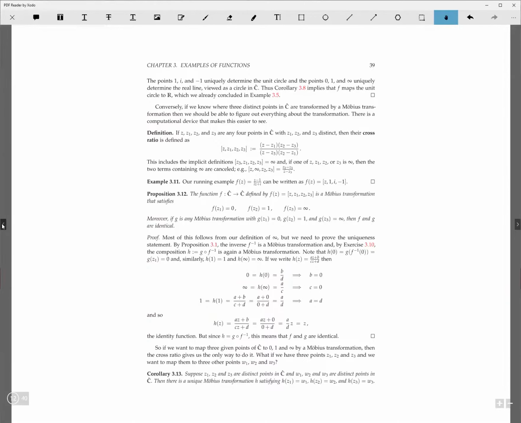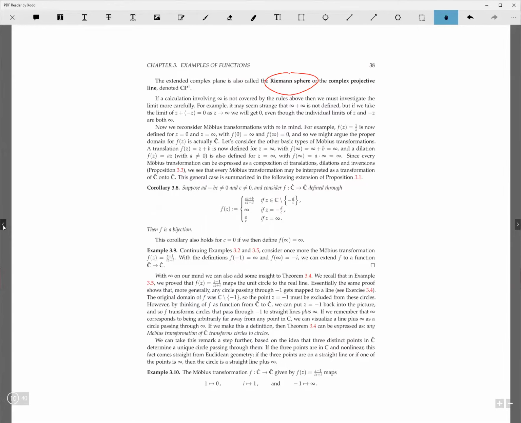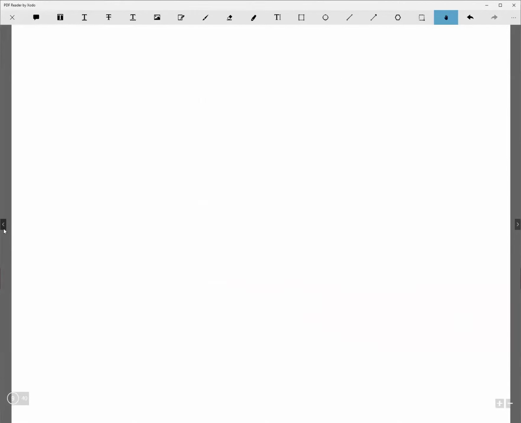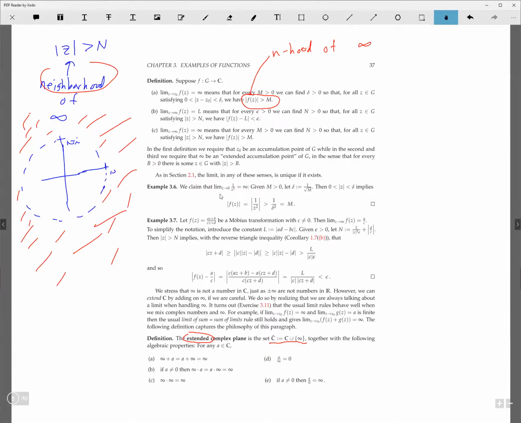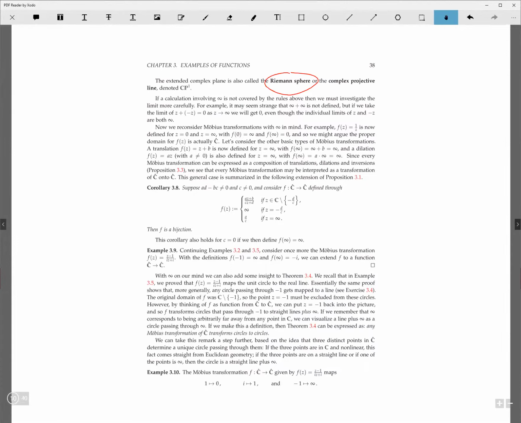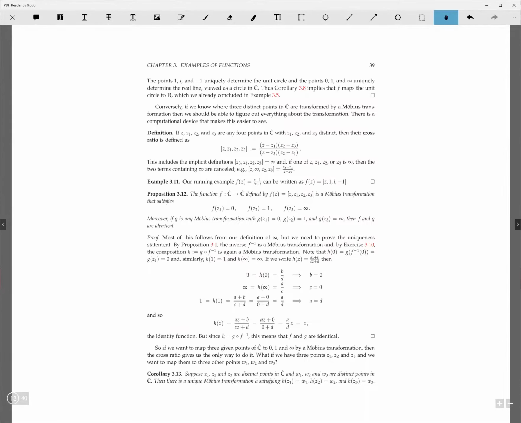Okay, so let's see here. The next thing is what we call the cross product, or the cross ratio. I'm sorry, cross ratio. So this right here is the cross ratio.